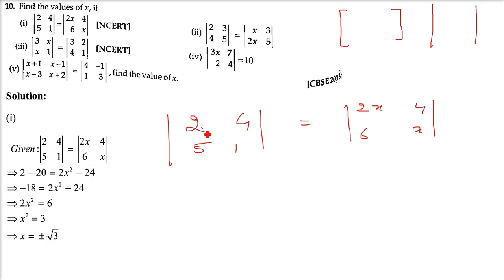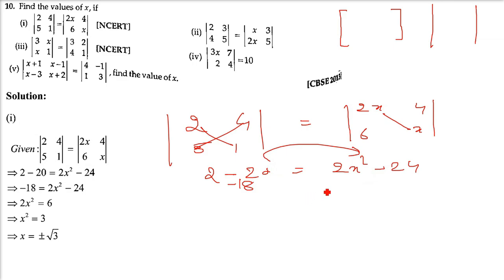Now, this is a determinant. So 2 into 1 is 2, minus 5 into 4 is 20. Here 2x into x is 2x square and minus 6 into 4 is 24. So 2 minus 20 is minus 18. So we'll take it here. It will be 2x square minus 24 plus 18. So 2x square, and 18 minus 24 is minus 6. So 2x square minus 6 equals 0.